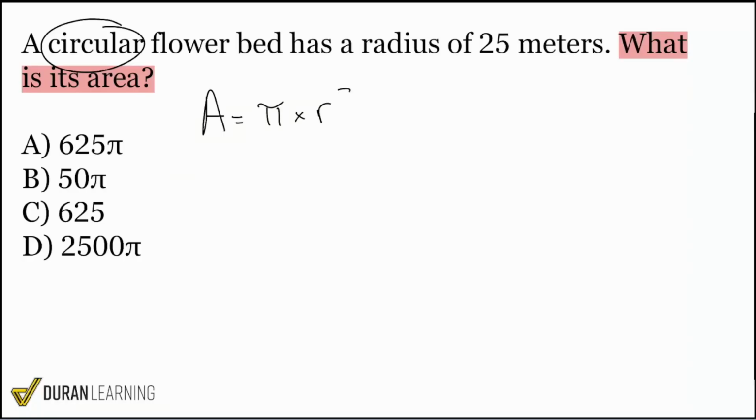Now, with that said, my party people, do we have everything we need? Do we have the radius? Is that already given to us? Or is there something else that we have to do?